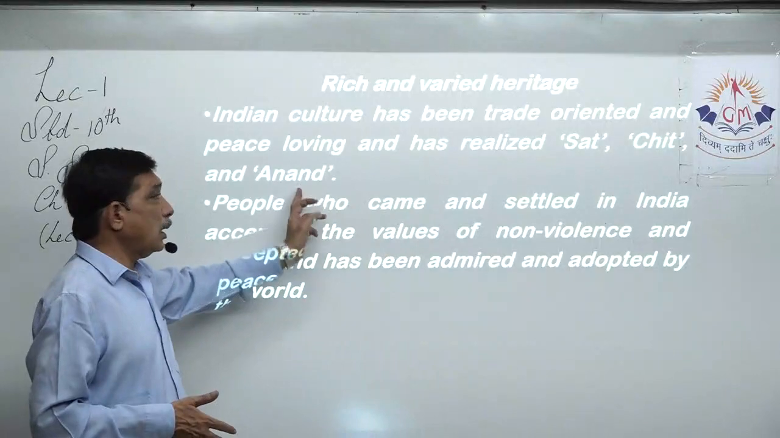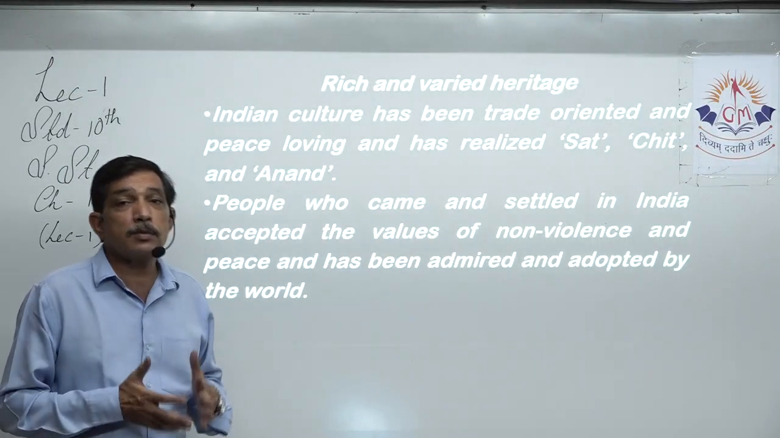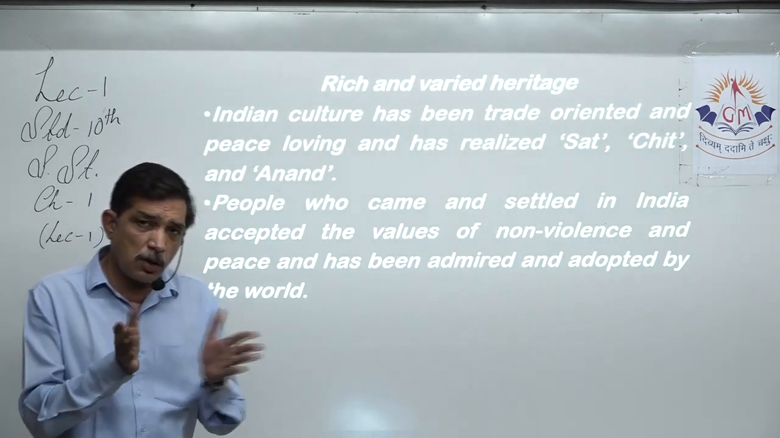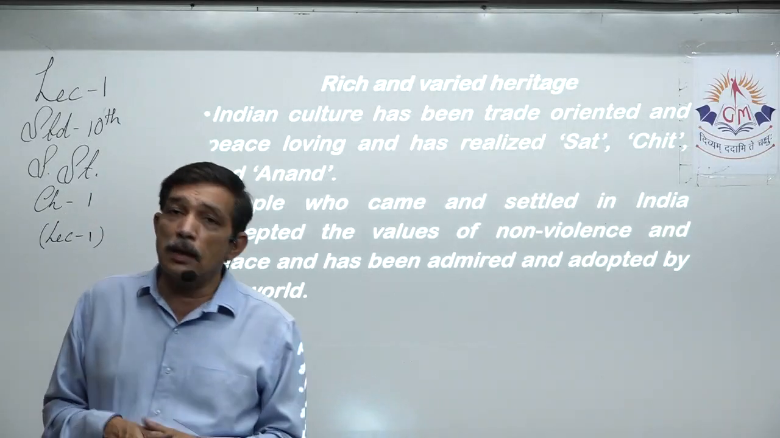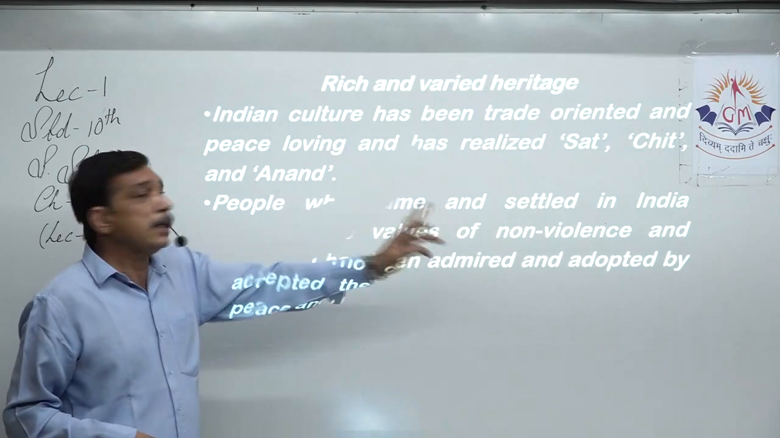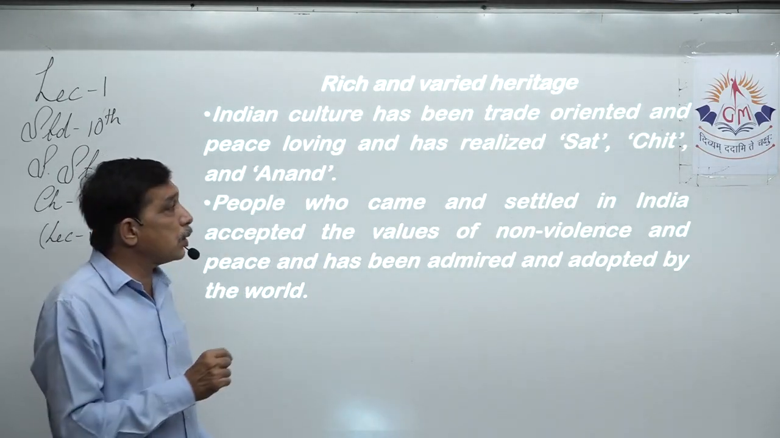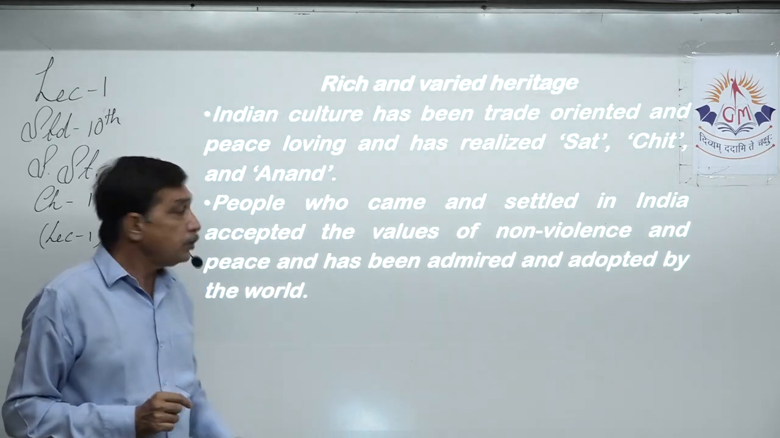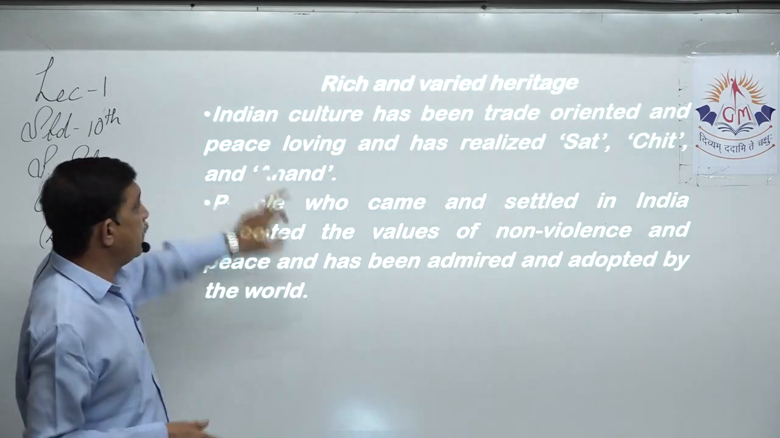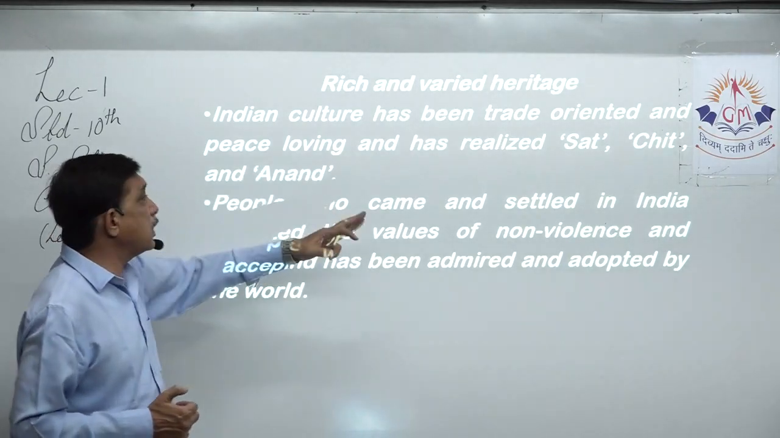Sat, Chit and Anand look like three words, but they are the basic concepts that were realized by the ancient people, and they have followed it. In short, we have one word, Satchidanand, right? That Satchidanand has three things, Sat, Chit and Anand. By following the truth, by realizing the truth, by having inner peace, we attain Anand, sheer joy. That is the meaning. So we Indian people have realized Sat, Chit and Anand.